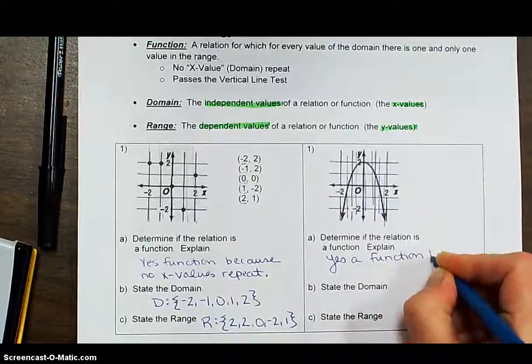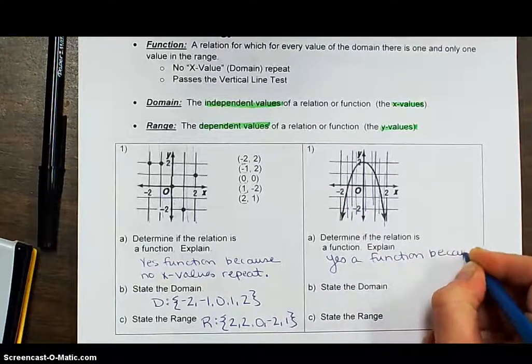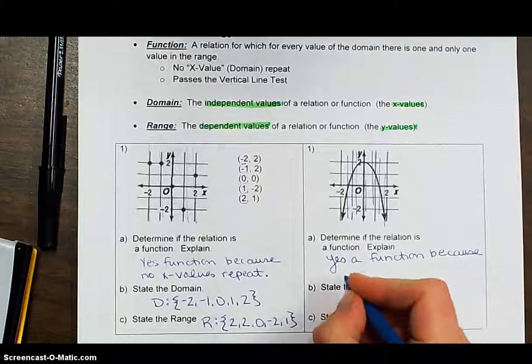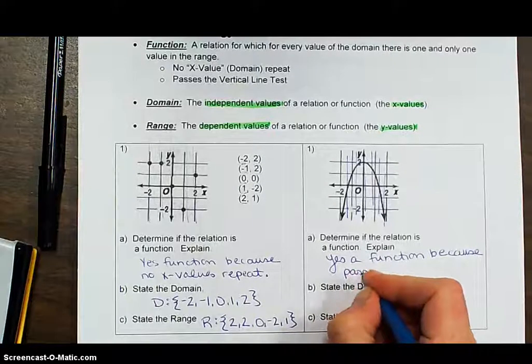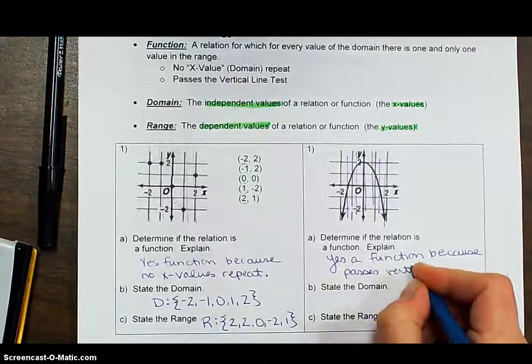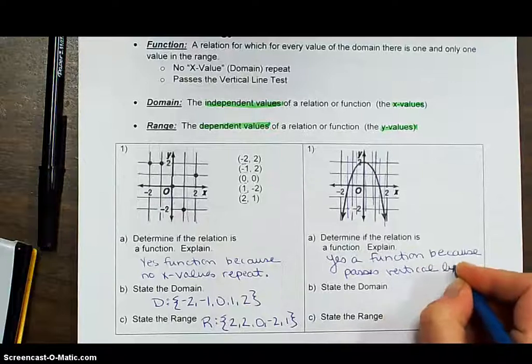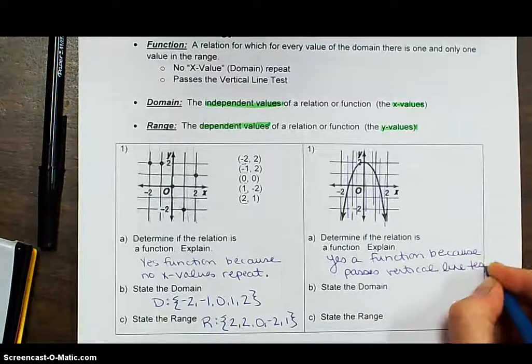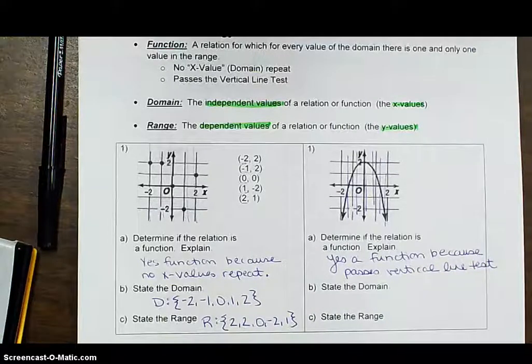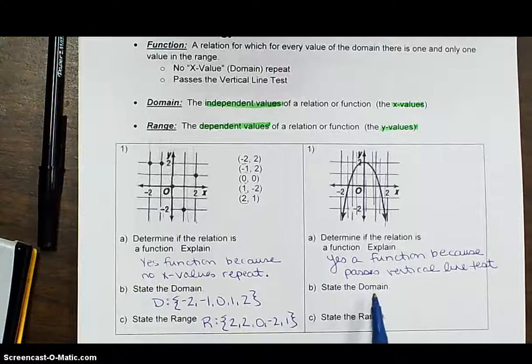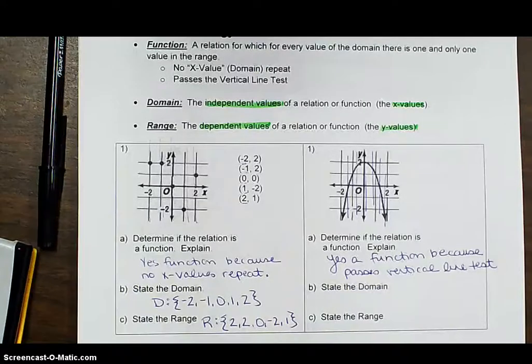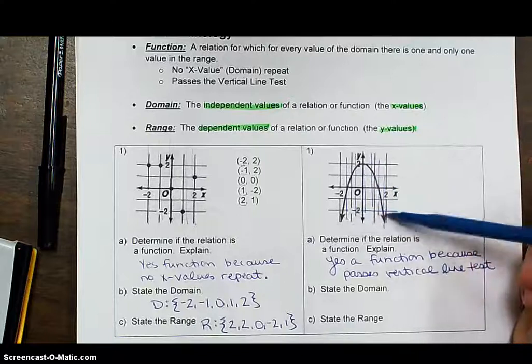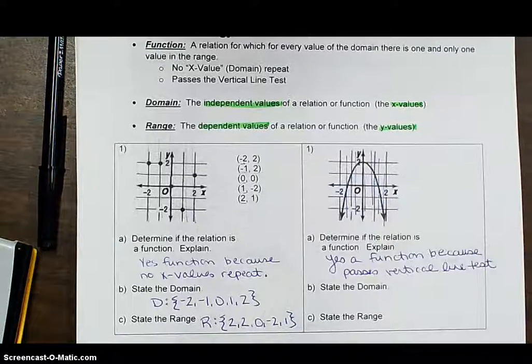Now to explain, we have to write the word because. Explain means you have to write a sentence. Here we're going to write it passes the vertical line test. Now it says state the domain. The domain is going to be your x values. If we look here, we do not have a set of points, so it's not easy to see our domain. Instead we have to look carefully.